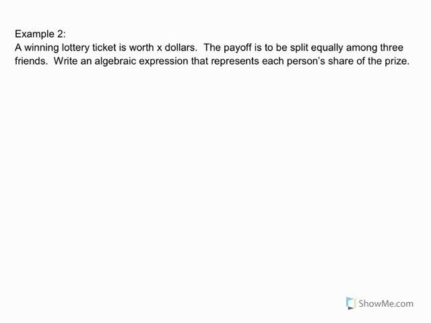In this next example, we have that a winning lottery ticket is worth X dollars. The payoff amount is to be split equally, and that's a keyword right there, split equally. That means division, remember that from that list of keywords. So be split equally among 3 friends. Write an algebraic expression that represents each person's share of the prize. So if the lottery ticket is worth X dollars and it is going to be split equally, that's what division means, into 3 people, then the expression is X divided by 3. Each person receives X divided by 3.